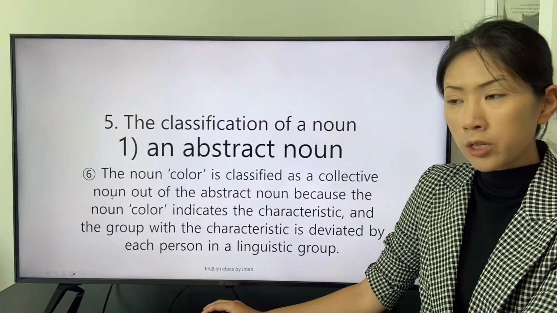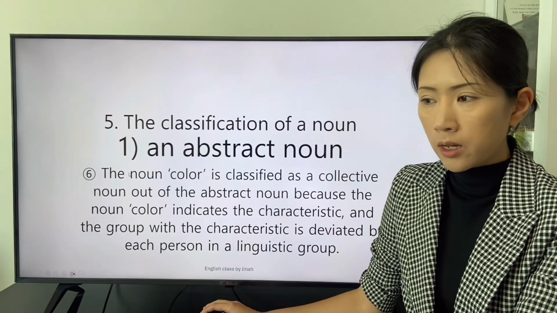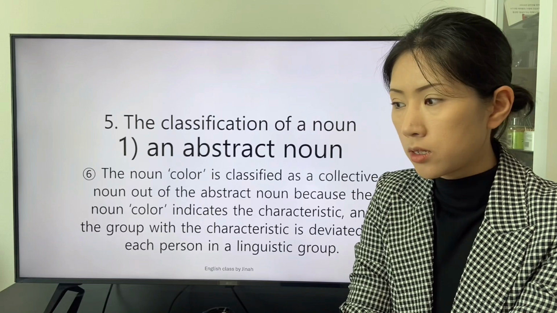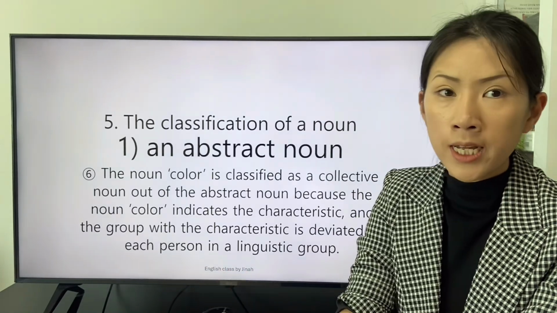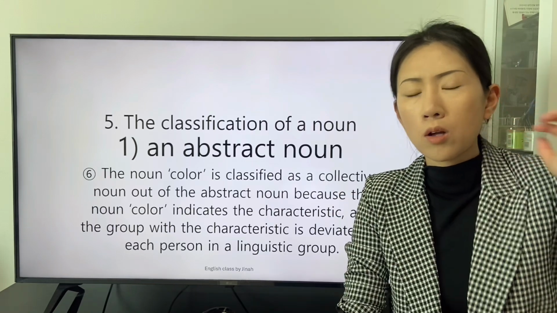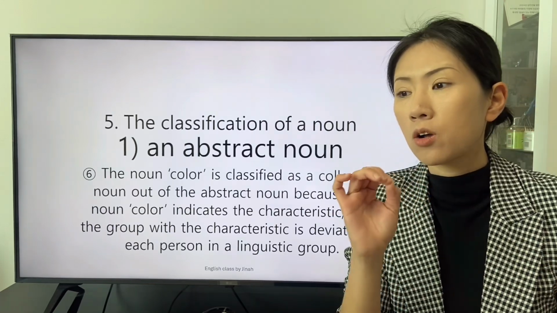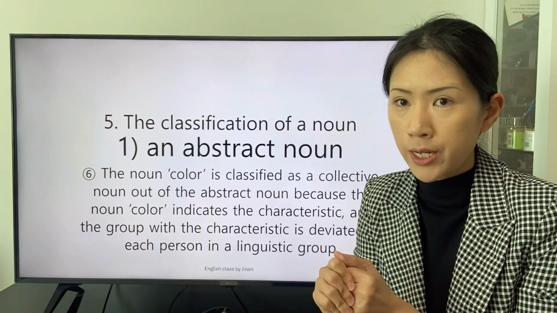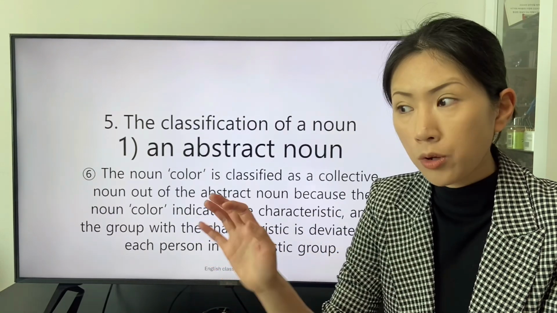The noun color is also classified as an abstract noun, especially a collective noun, because the color indicates the condition, which is a characteristic of a group of.